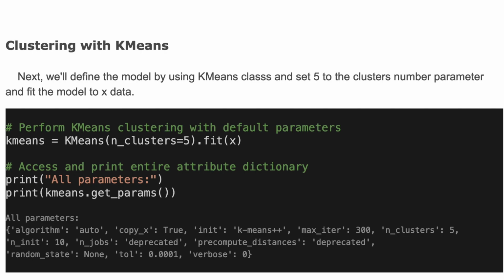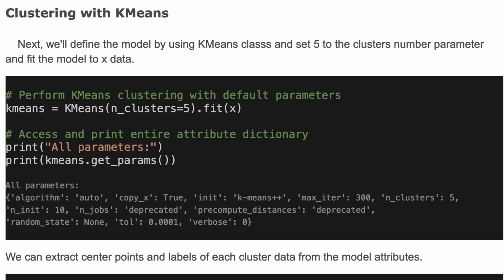We'll define the model by using KMeans class and set 5 to the cluster number parameter and fit the model to X data. Here we defined the model with 5 clusters and fit to X data. And you can access and print the entire attribute dictionary of the fitted model. So you can check all of the parameters here.